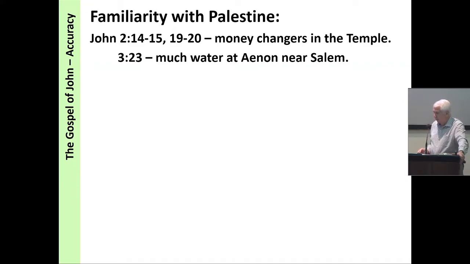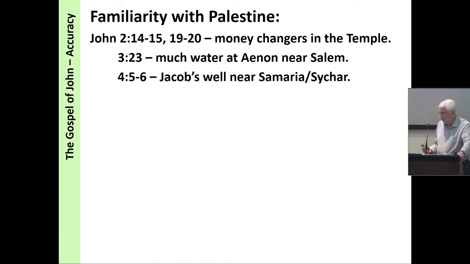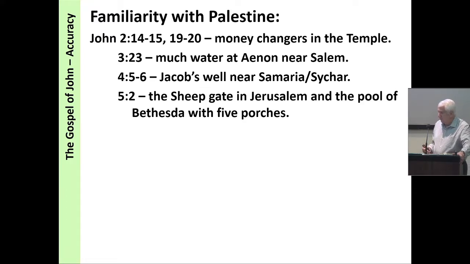He talks about much water at Enon near Salem. Talks about Jacob's well being near Samaria or Sychar. Not in it, but near it, and it is exactly that. The sheep gate in Jerusalem and the pool of Bethesda with 5 porches. You start to get this sense of it's very specific, very particular.